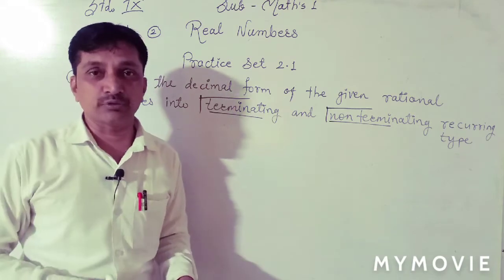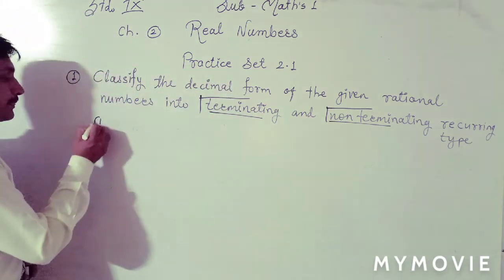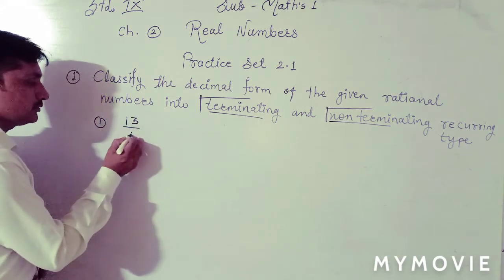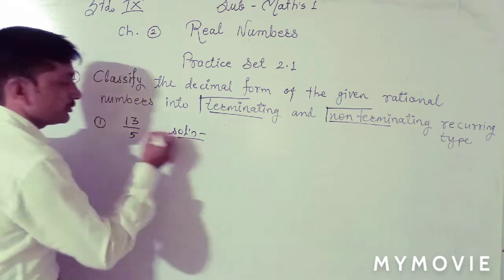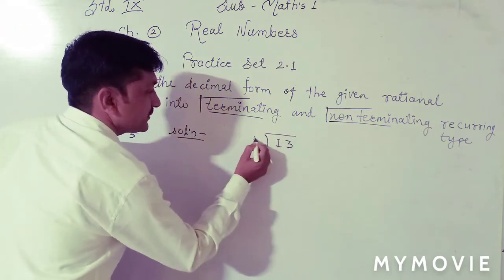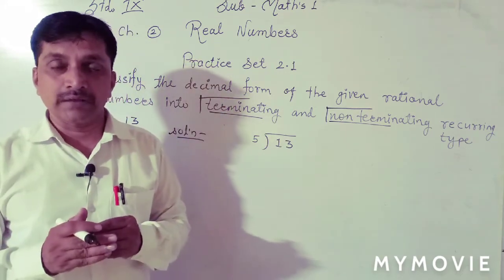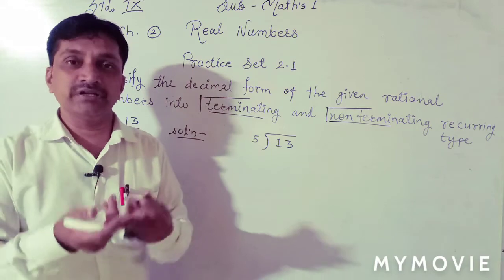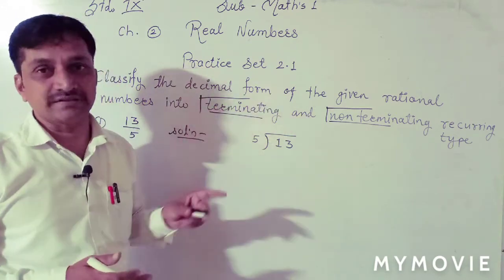Let's see example number 1. First is 13 upon 5. In this fraction, 13 is the dividend and 5 is the divisor. Now we have to solve it, and after the solution, we will decide which type of decimal form it is.